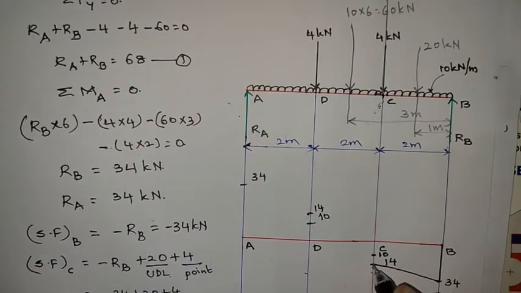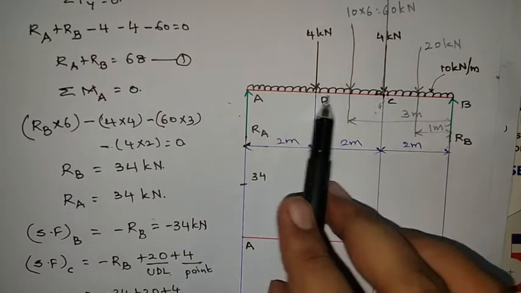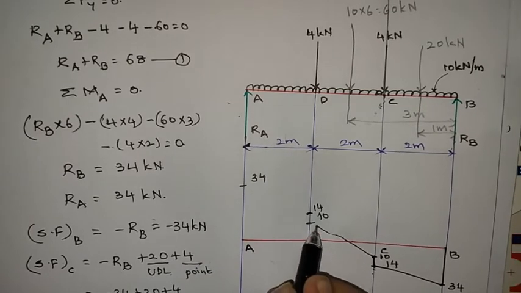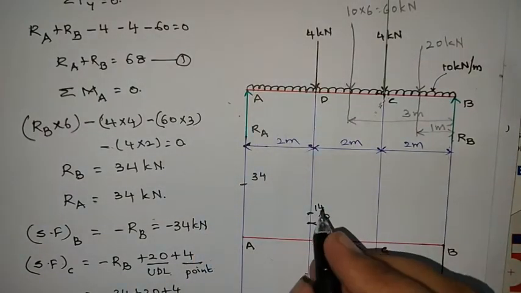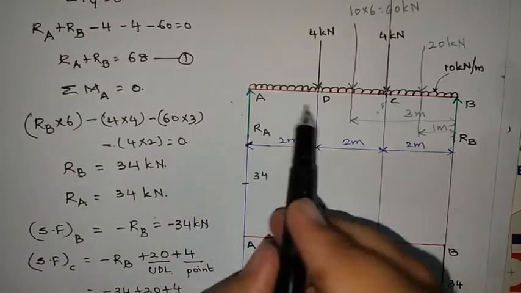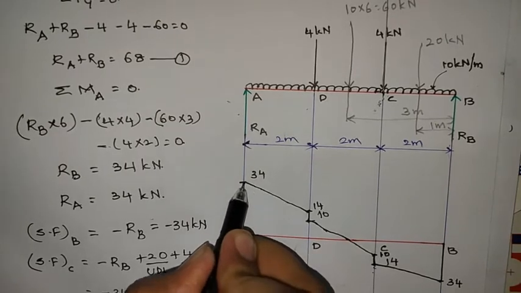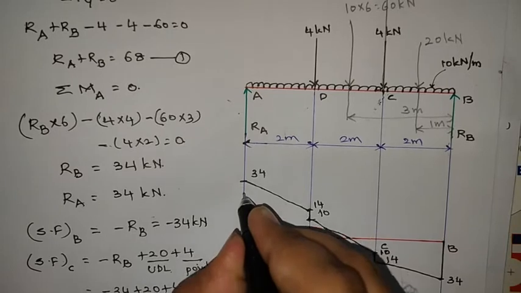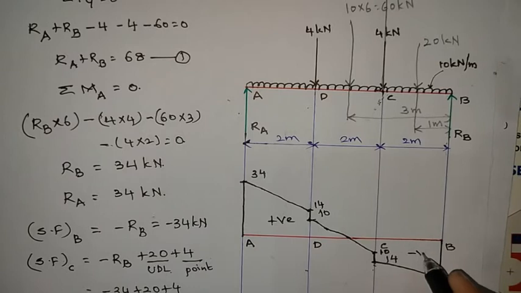So all of a sudden the shear force rises. And next, a UDL is acting in between C and D. So draw an inclined line in between C and D up to 10, and next all of a sudden 4 kilonewtons is acting, so shear force rises, and next a UDL is acting in between D and A, so an inclined line is there, and next a shear force is acting, so all of a sudden the shear force rises. So this one is positive and this one is negative.